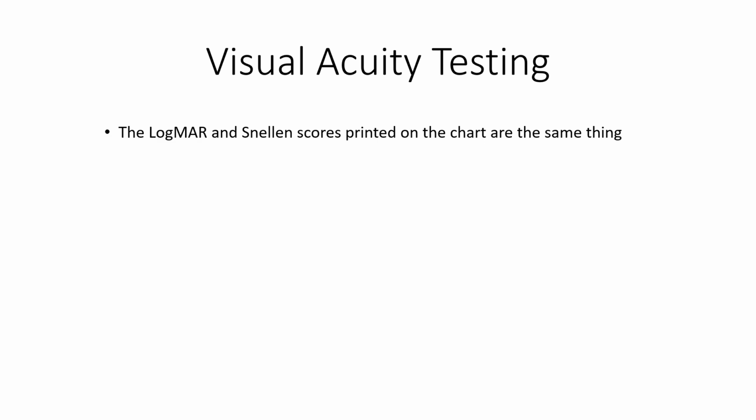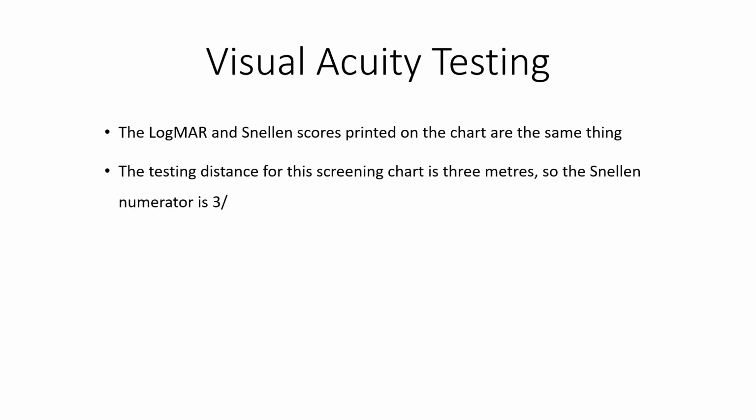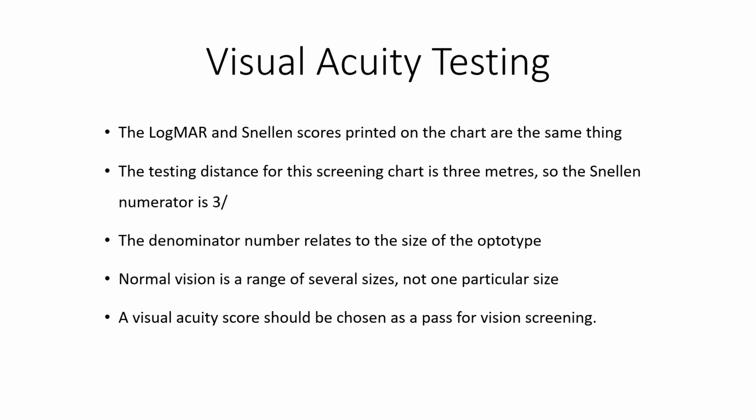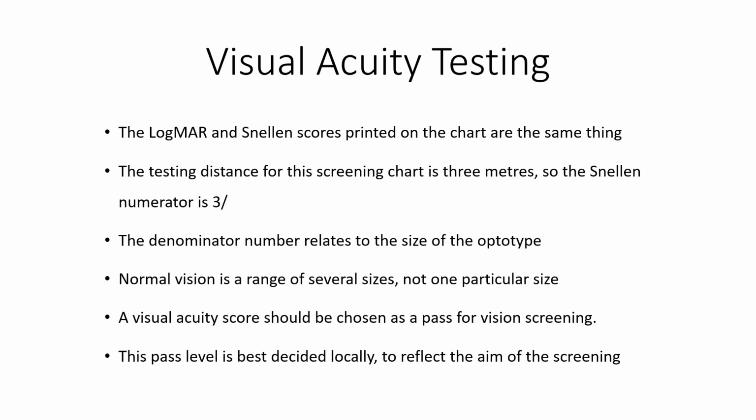There are 2 main ways to record the results of a vision test, logMAR and Snellen. They're just different ways of describing the same thing. LogMAR is a mathematical calculation and Snellen is a fraction, showing the test distance over the size of the optotype. The test distance for this screening chart is 3 meters, so the Snellen numerator is 3. The denominator relates to the size of the optotype, with a larger optotype having a larger number. Normal vision is actually a range of several sizes, not one particular size. So it's important to choose a pass level for vision screening locally, so that it reflects the aim of the screening programme.